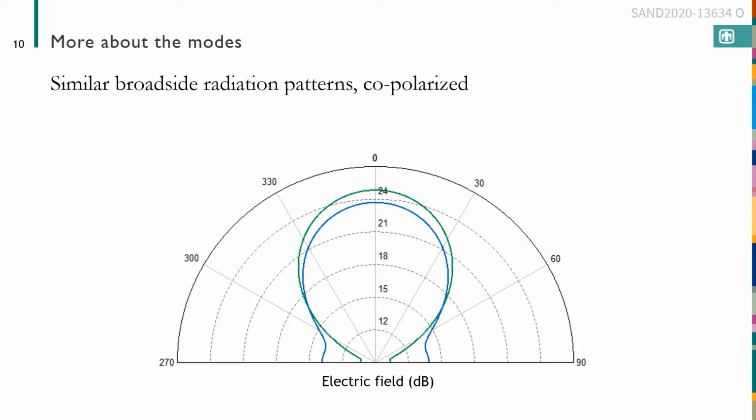So the patterns of both these modes are good. They're both broadside and copolarized in the E-plane. So that means that as we move throughout the impedance bandwidth and we go from exciting more of one mode to more of the other mode, the radiation pattern is going to remain stable.